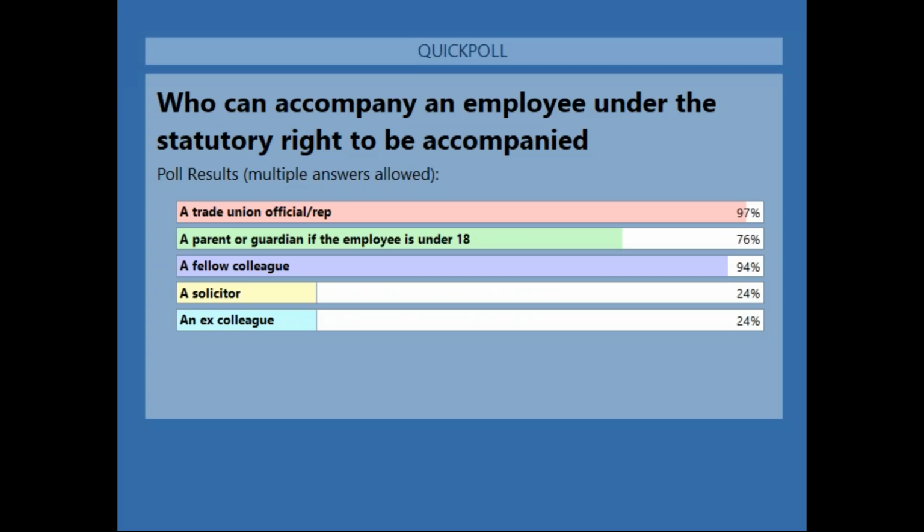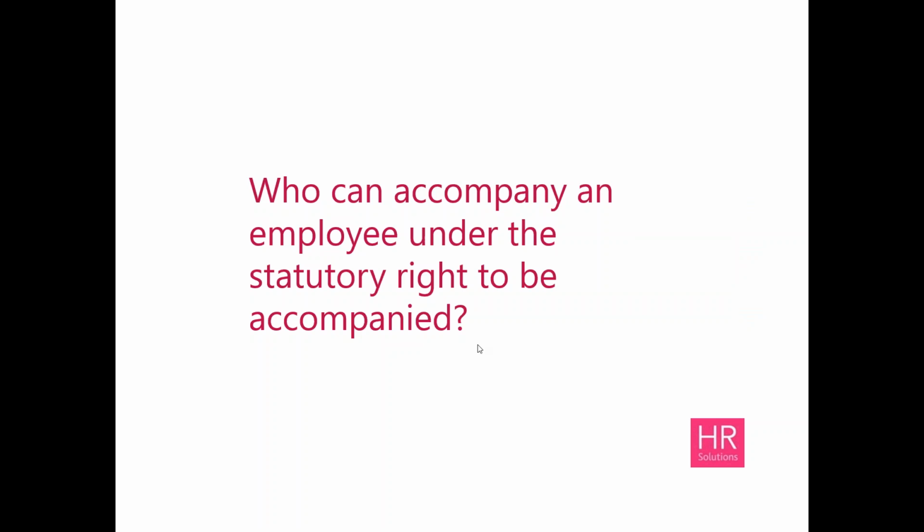Interesting. So 97% of you think a trade union official or rep can attend. 76% think a parent or guardian can attend if the employee is under 18. We've got 94% saying a fellow colleague, 24% a solicitor, and 24% an ex-colleague. So we've got a really heavy focus on the first and third one, quite a lot on the second as well, and then people perhaps split on the last two. It's great. So I'm just going to hide those now. Hopefully you should see the question that was asked originally. I'm going to move on now to reveal the answer.